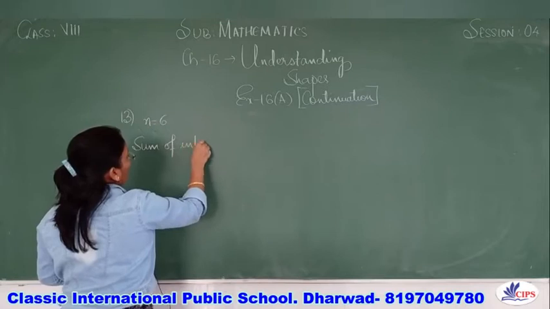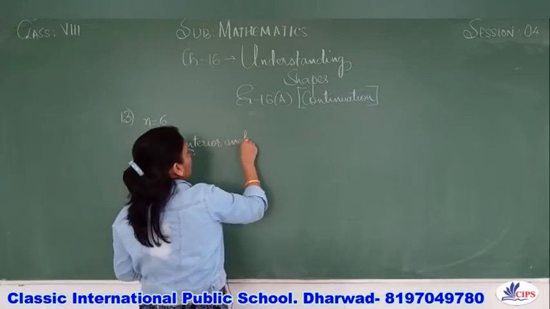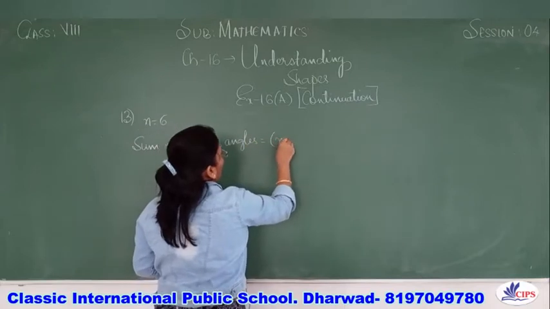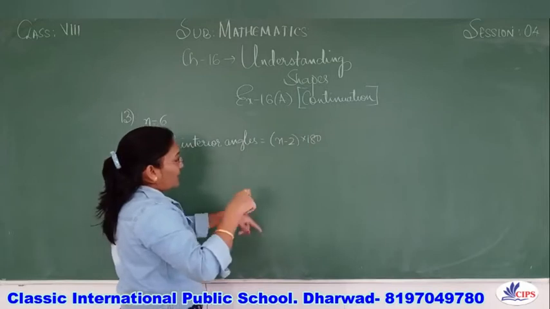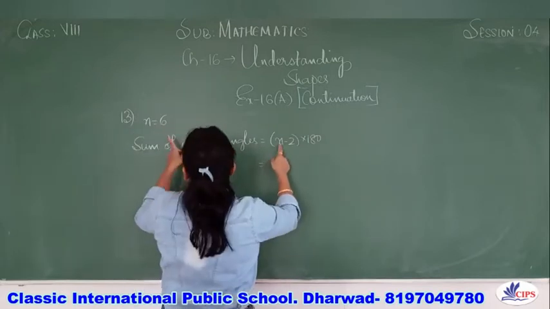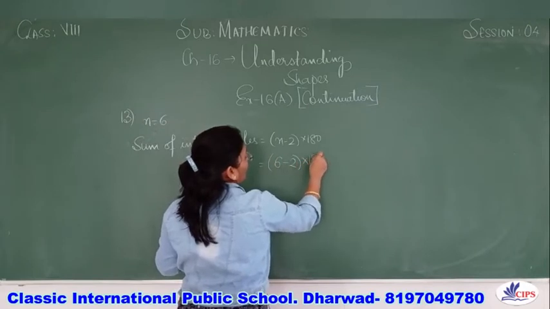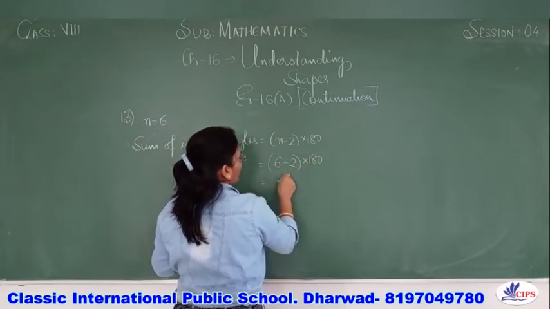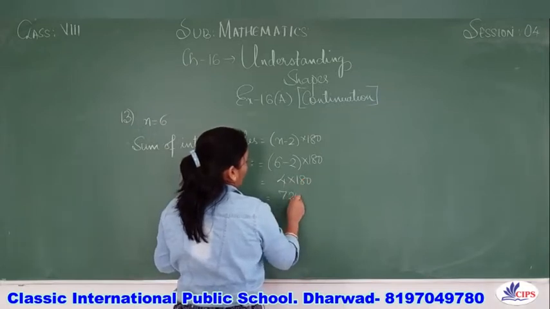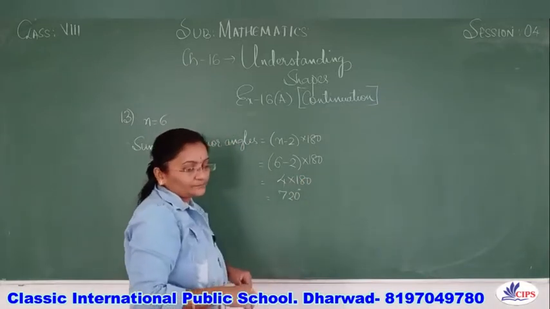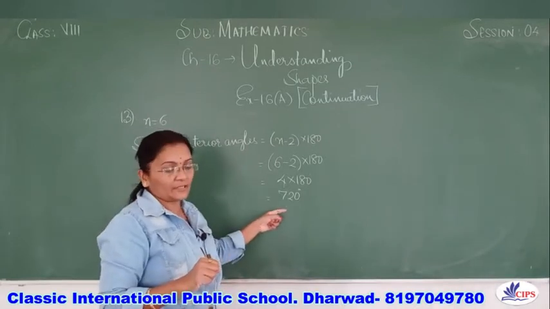So let us find the sum of its interior angles. So sum of interior angles is equal to n minus 2 into 180 degree. Like this sum we had done in the previous one. So n value is 6, it's 6 minus 2 into 180 degree. So what is 6 minus 2? 6 minus 2 is 4. So it's 4 into 180. So we get 720 degree. So we have found the sum of interior angles, that is 720 degree we have got.